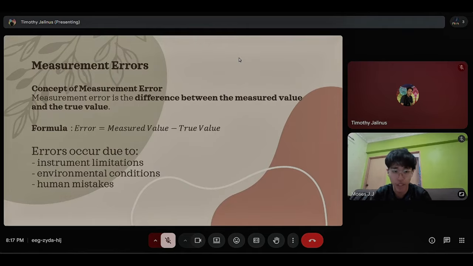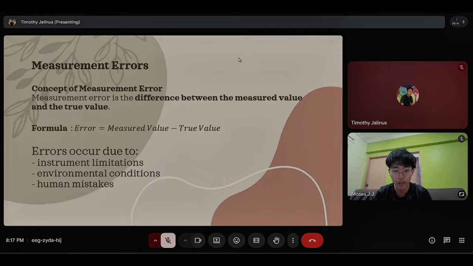So this is measurement errors. Measurement error is the difference between the measured value and the true or actual value of a quantity. This is the formula of the measurement error: error equals measured value minus true value. This can occur due to several reasons such as instrument limitations, environmental conditions, or human mistake.